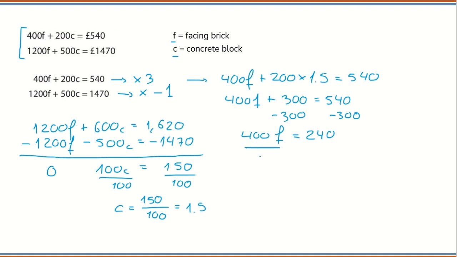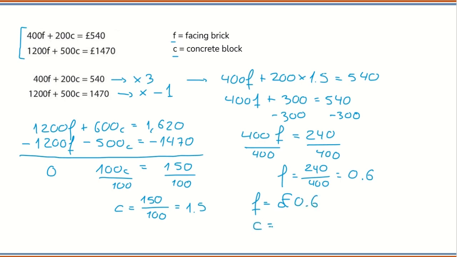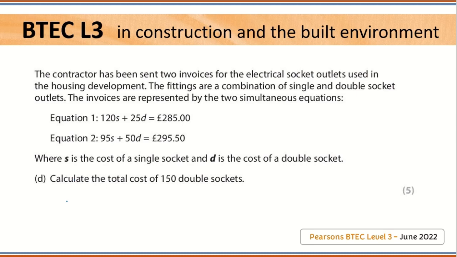And now if I divide by 400 both parts of the equation, I have that F equals 240 over 400, and this is 0.6. So the price of a facing brick is 0.6 pounds, and the price of a concrete block is 1.5 pounds. Now we can continue with the second exam question.